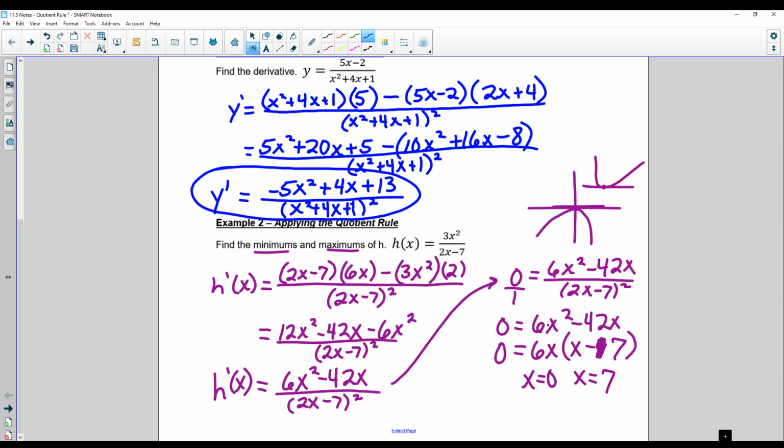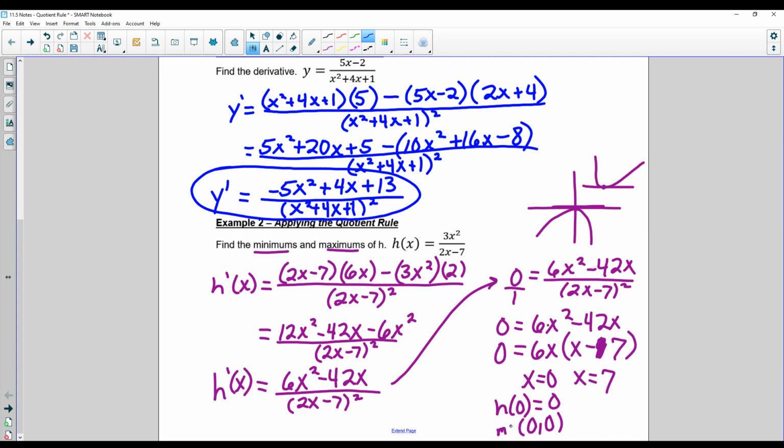All right. Now to find the y values, you've got to put these numbers into the original function to get their y values. Okay. So I'm going to do h of 0, not h prime, h of 0. I'm going to put 0 into the original. Well, 0 squared is 0 times 3 is 0. And it'd be over negative 7. 0 over anything is 0. So my maximum right here was pretty dang easy. It's at 0, 0. All right, so here's my max.